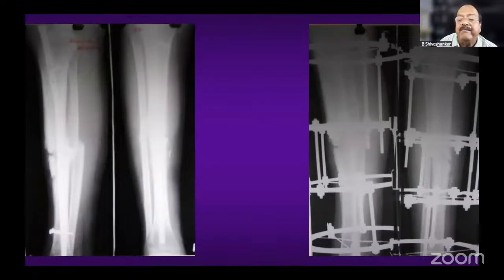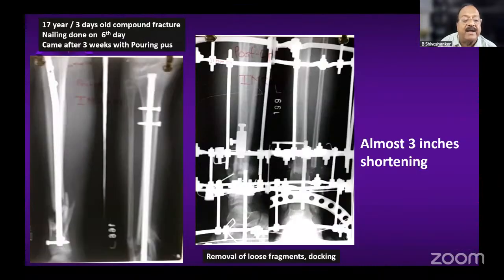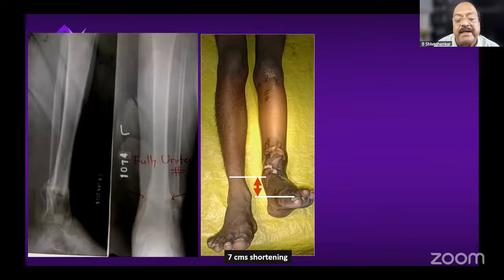In an infected nailing, we removed the nail and fixed that with an Ilizarov fixator, and the patient was on the fixator almost about 1.5 years and it united. Another case, a compound fracture, initial nailing was done, unfortunately had a bad infection and we had to remove the nail and put a fixator and remove all the necrotic bone pieces at the fracture site, and he had 7 centimeters of shortening, and luckily the fracture united and the infection got totally controlled.